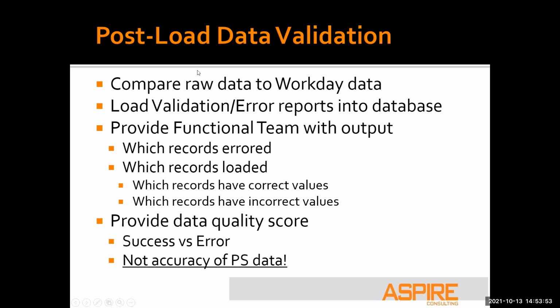So when we get that as a conversion team, when we get those validation and error reports back from a file being loaded, I like to be able to tell the functional team, okay, here was what was on your initial file. You had 10,000 records and 200 of them errored out. Okay, and we should be able to tell them exactly which 200 errored out and why.